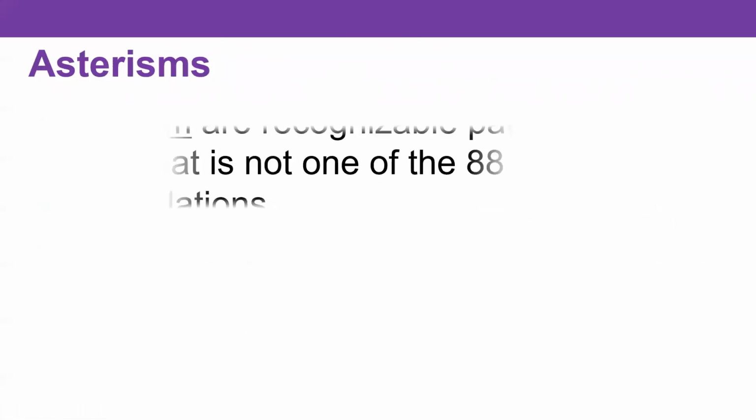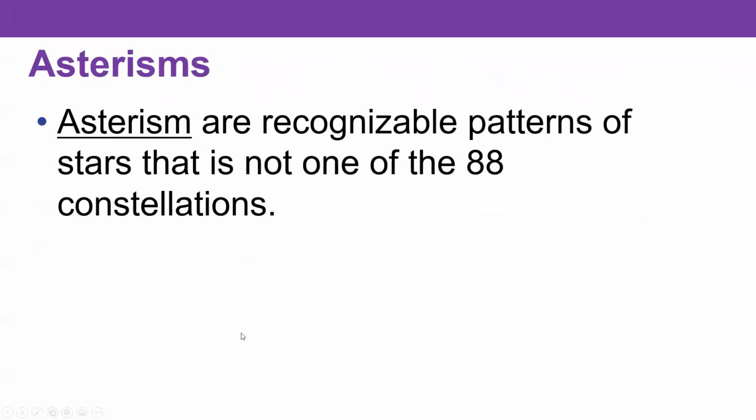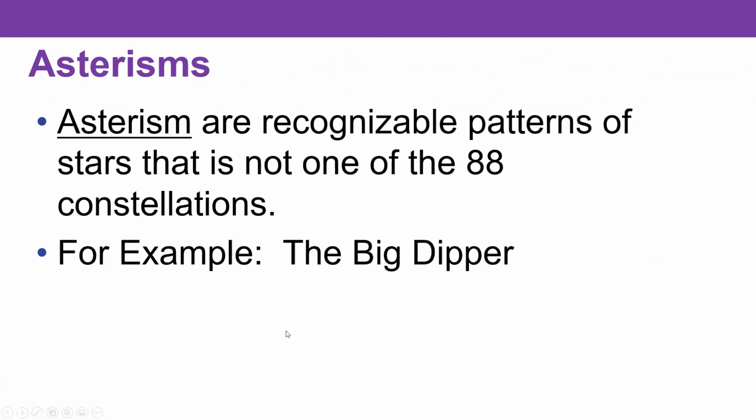Also, I pointed out that there's this recognizable pattern that's not one of the main 88 constellations, and that would be, for example, the Big Dipper or the Little Dipper. Those are referred to as asterisms because they're not one of the 88 mainly recognizable patterns.